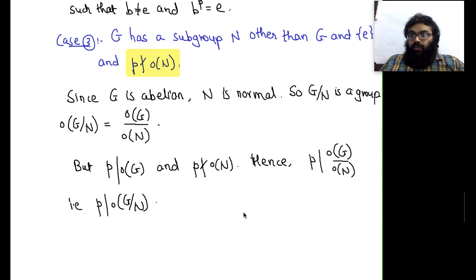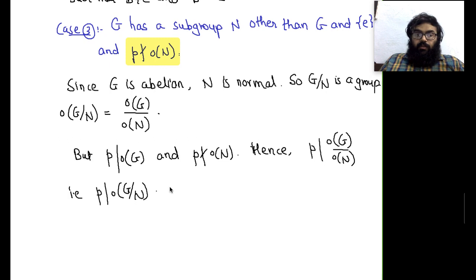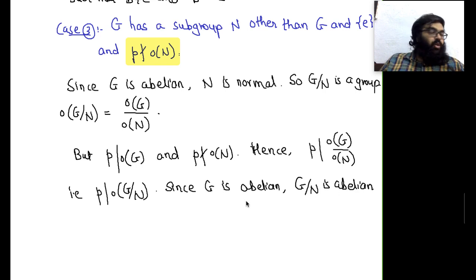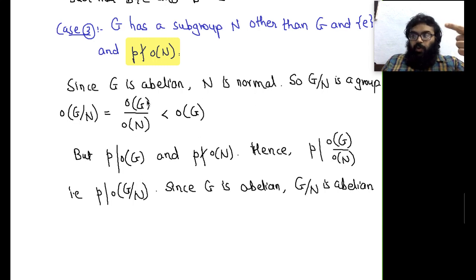P divides the order of G quotient N, and since G is abelian, G quotient N is also abelian. Right? This quotient group is also abelian because G is abelian. And what about the order of G quotient N? It is strictly less than the order of G, because N is a proper subgroup. Because it is a proper subgroup, the order of G upon the order of N is strictly less than the order of G. So G quotient N, see now we are coming to the induction hypothesis. G quotient N is an abelian group.